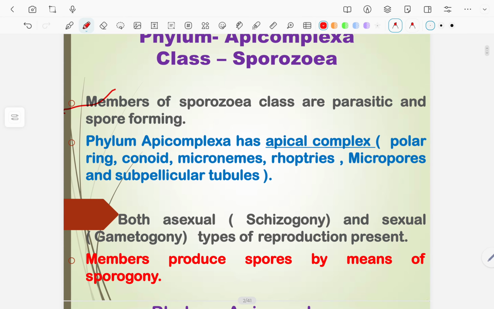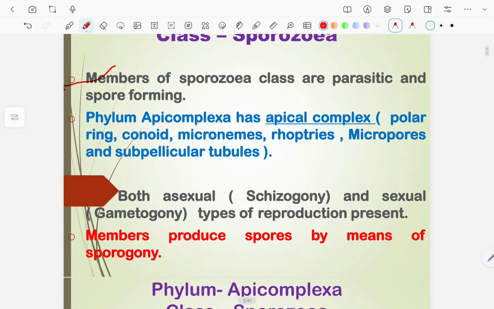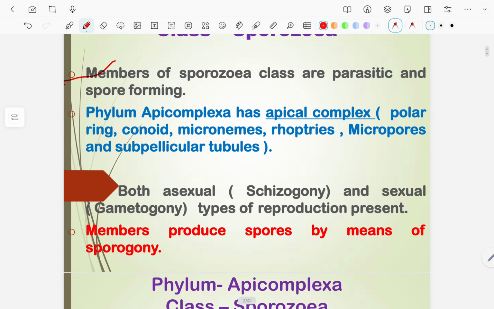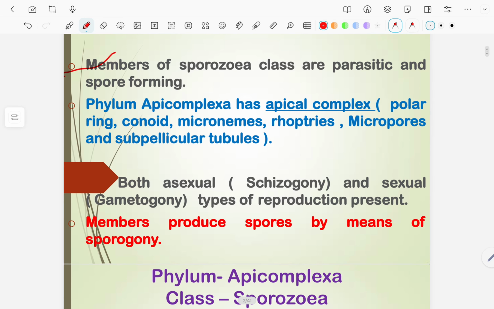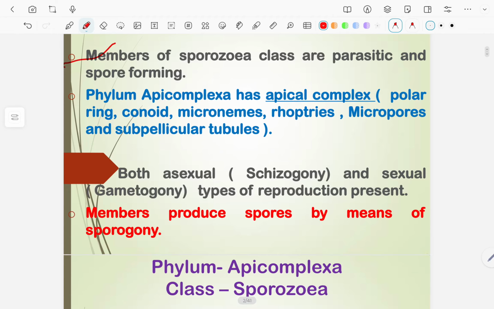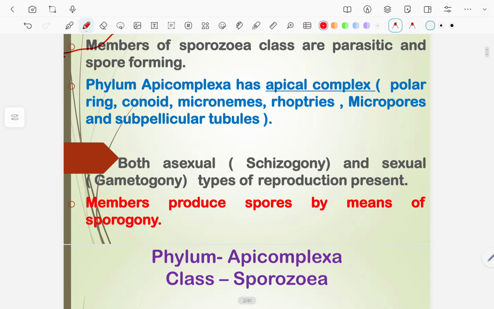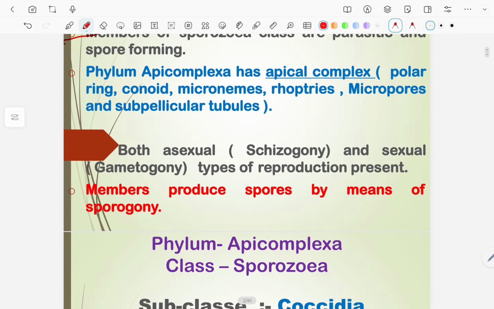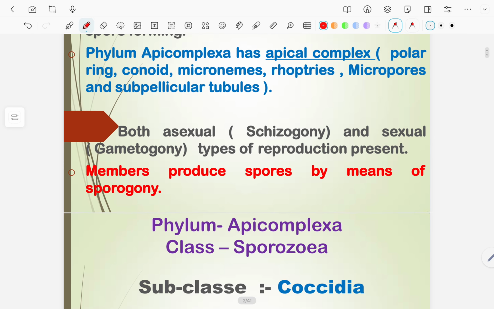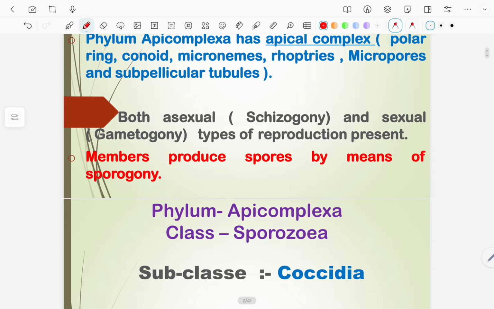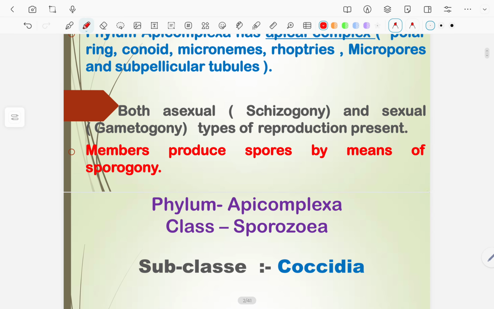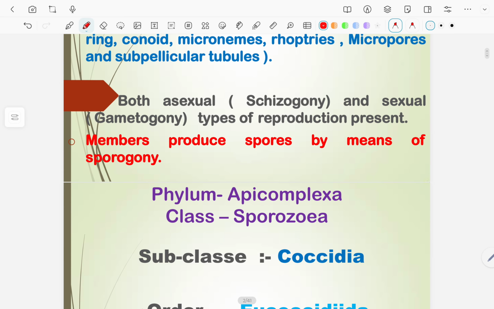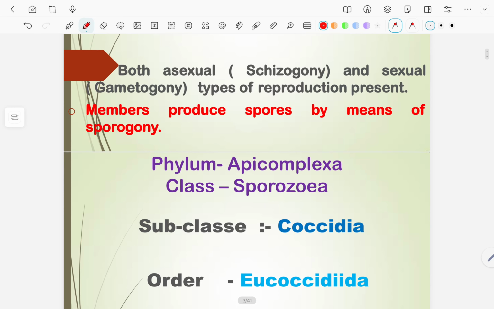Phylum Epicomplexa has an apical complex, polar ring, conoid, micronemes, rhoptries, micropores, and subpellicular tubules. Both asexual schizogony and sexual gametogony types of reproduction are present. Members produce spores by means of sporogony.